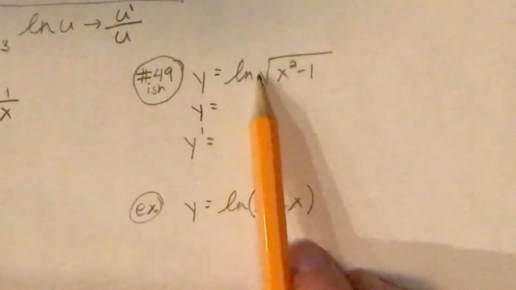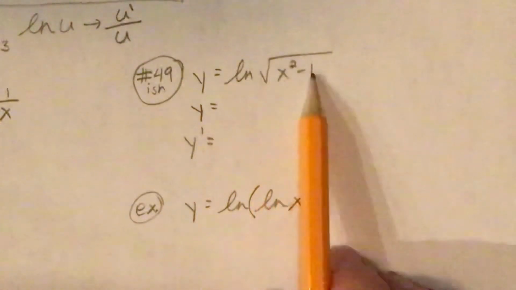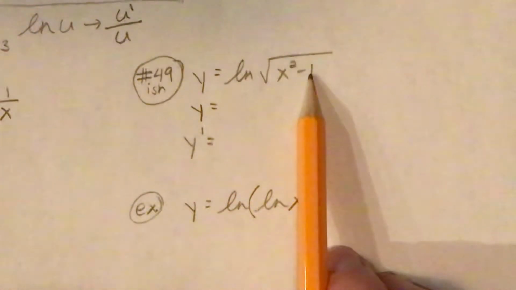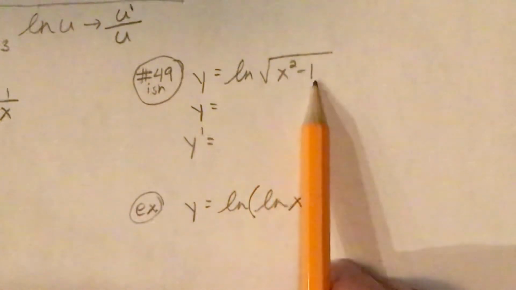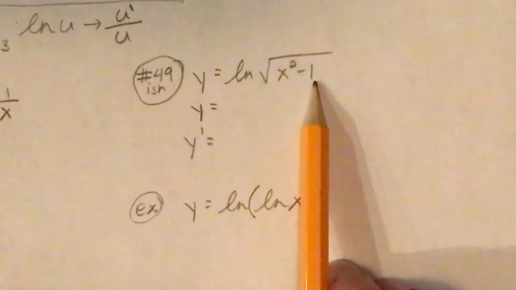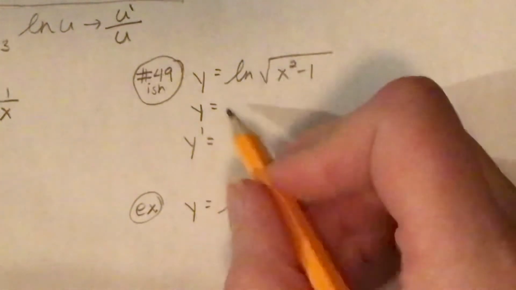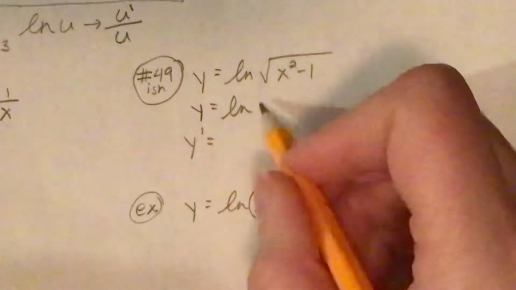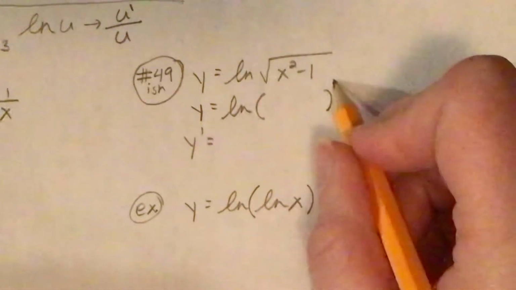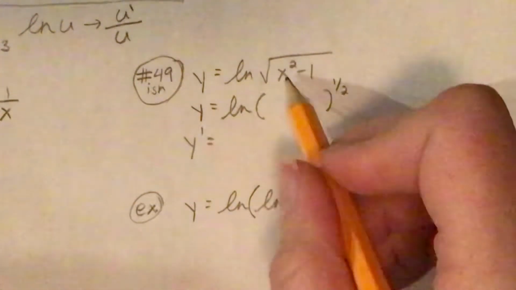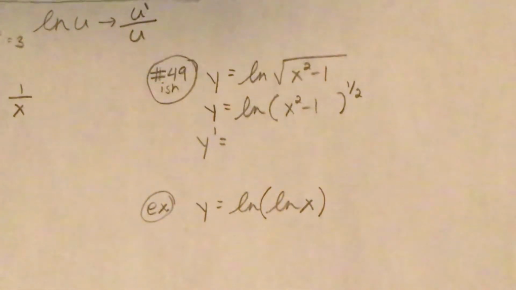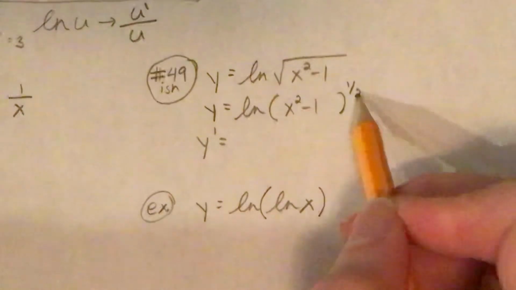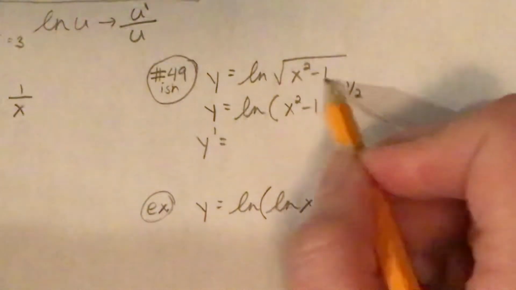We've got natural log of the square root of x squared minus 1. So this is a double chain rule because we have 3 functions, natural log, square root, and x squared minus 1. We don't want to use chain rule twice if we can help it, so let's see how we can rewrite this. Often we rewrite radicals as something to the 1/2 power, and we just keep the inside exactly how it was. Okay. Now we can rewrite with the 1/2 out in the front.